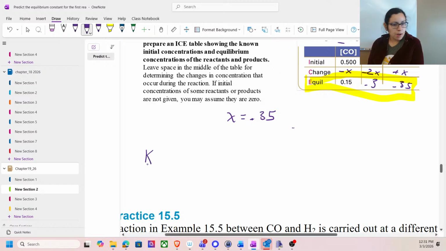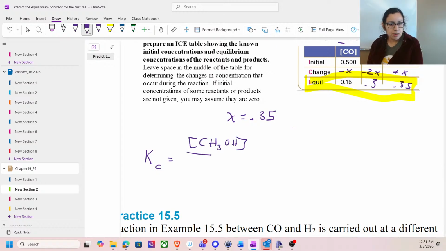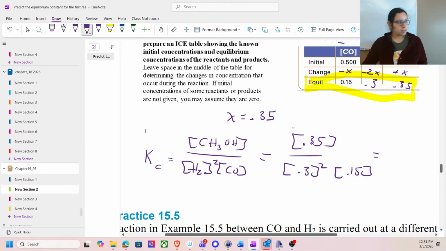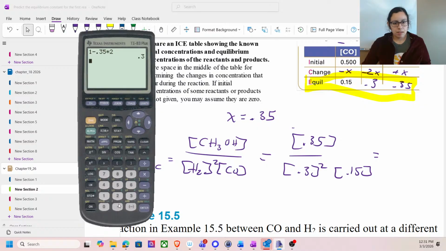First I'll just write it out in terms of symbols. We're going to take our methanol concentration over our H2 concentration squared times CO. And now I'm just plugging in the values that we just finished determining. And so now let's solve, and you guys can tell me what you got. I'm just trying to do my order of operations correct and everything.